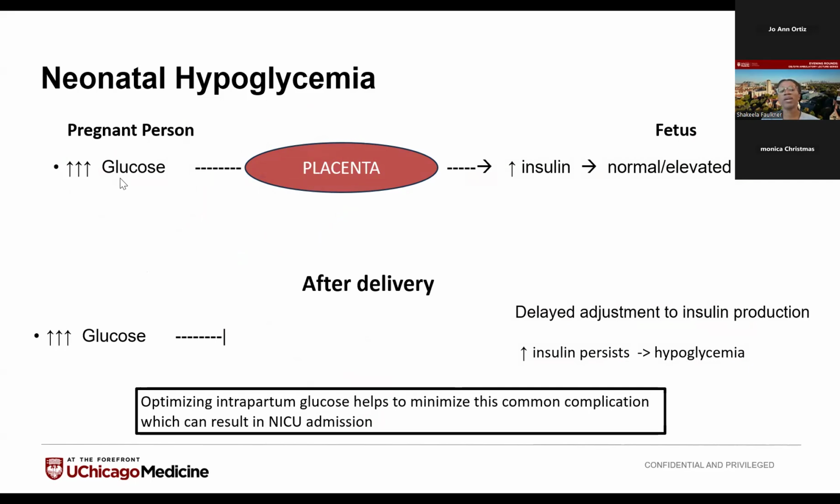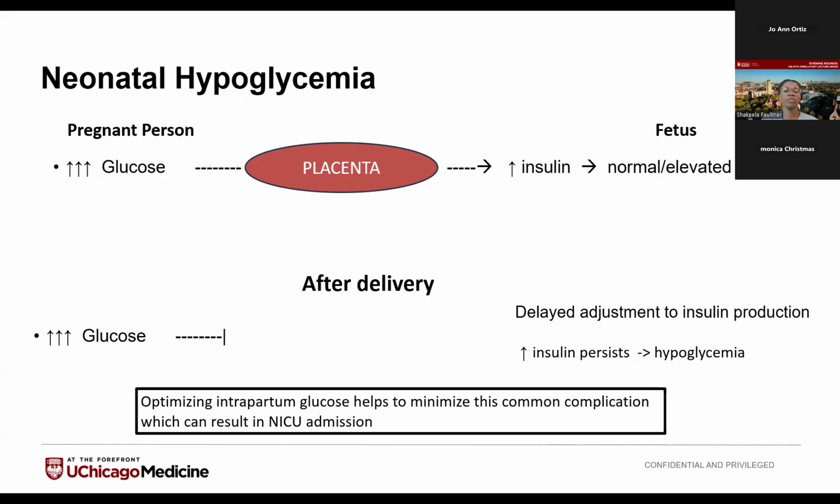If the pregnant person has elevated glucose, glucose does cross over the placenta. And so the fetus, in response, is going to increase their own insulin production in order to normalize the glucose within their own system. After delivery, you no longer have this connection of the placenta. However, there's a delayed adjustment in that insulin production, so you still can have elevated levels of insulin. When the baby is born, it has more insulin on board than it needs and becomes hypoglycemic, and it can just take time to adjust.